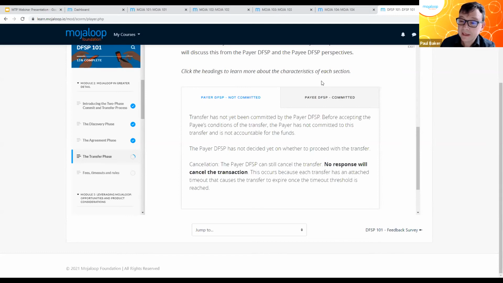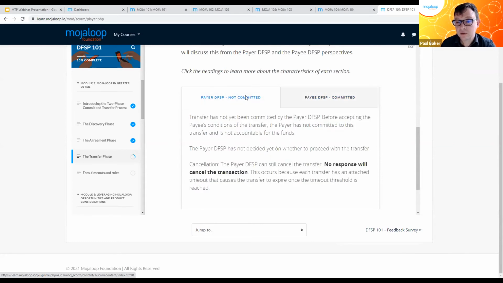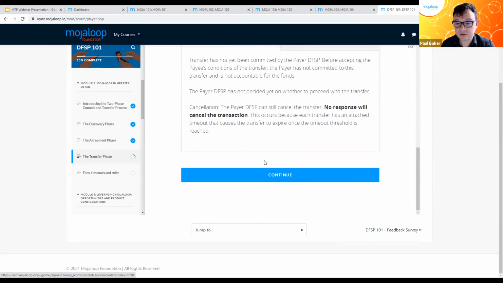But the payee is. The payee has worked out that everything can, in fact, occur and has put together the conditions. And if the payee accepts those conditions, the payee, the FSP, is, in fact, committed. So the payee commits to the transaction before the transaction even starts. And then the payer gets to choose to accept those conditions or not.